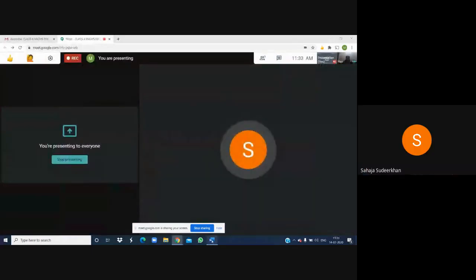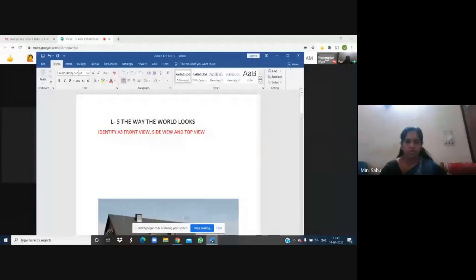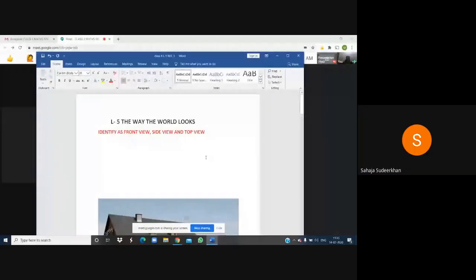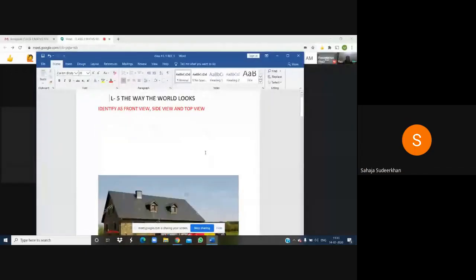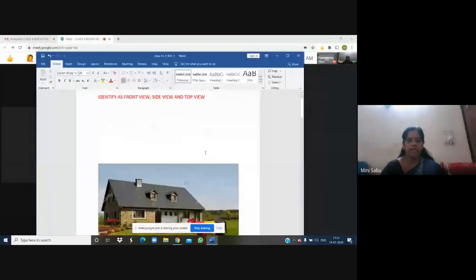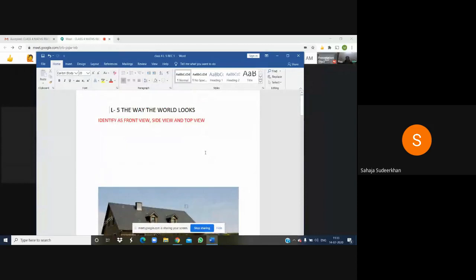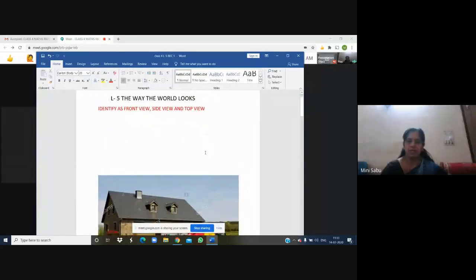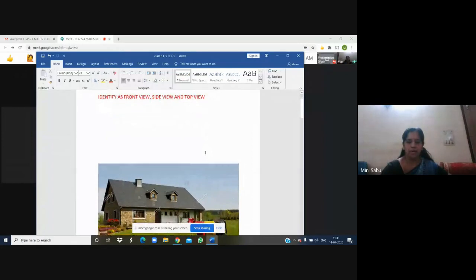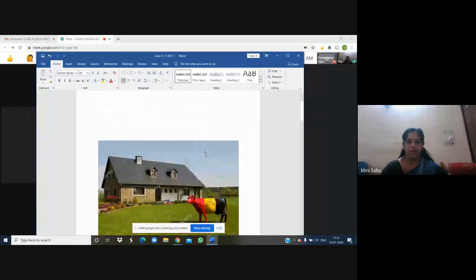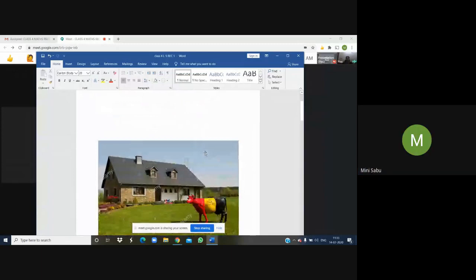I have prepared some pictures for you. Is the page visible? Yes, ma'am. Okay, we will continue. Identify as front view, side view and top view. See this picture. Which view is it? It is side view. I have written here side view.